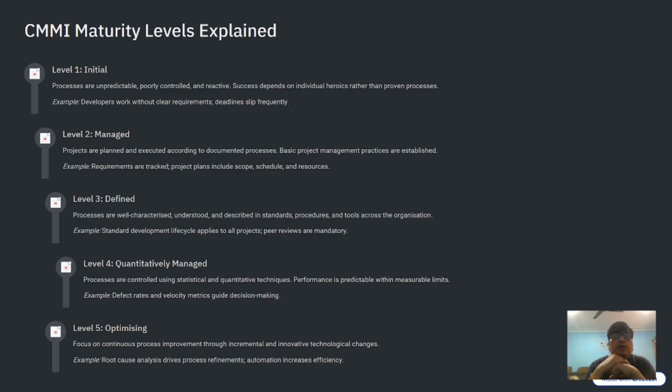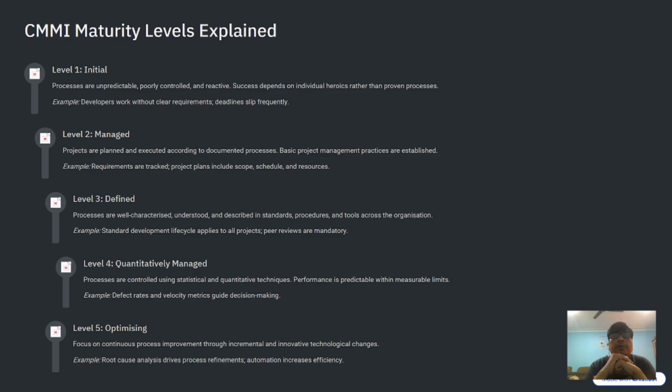What is the defined level? Level 3 of the maturity model is the defined. In level 3, processes are well characterized, understood, and described in standards, procedures, and tools across the organization. Now we are not thinking about only the project. We have a wide thinking about the organization. We have to implement these processes across the organization in a similar way, in the structured way which is defined by the CMMI level. So this is the defined.